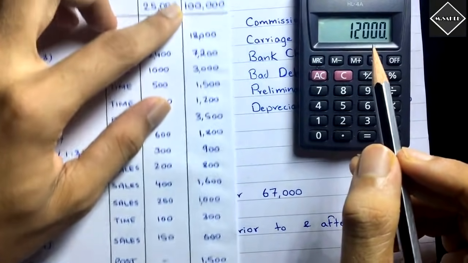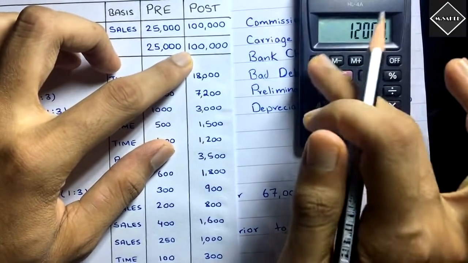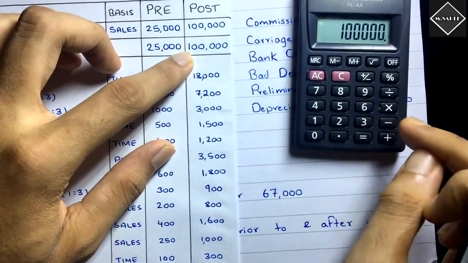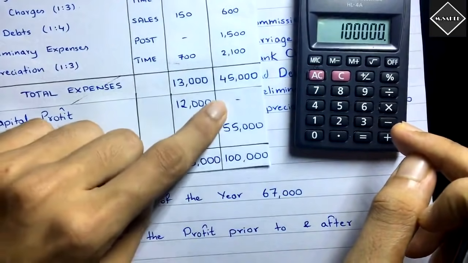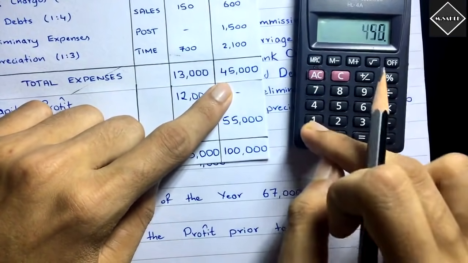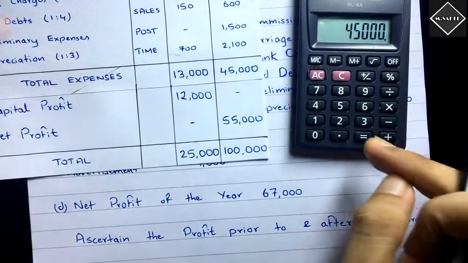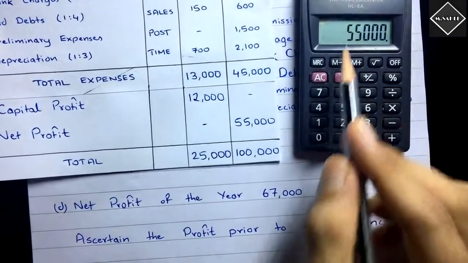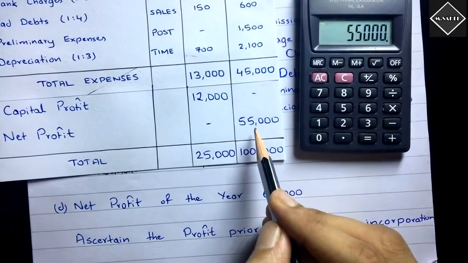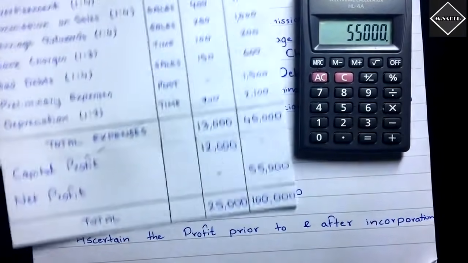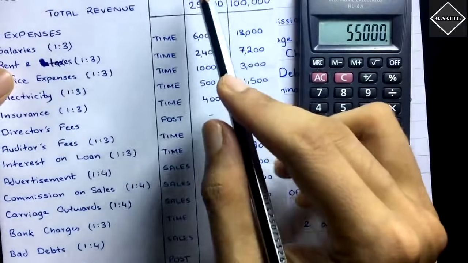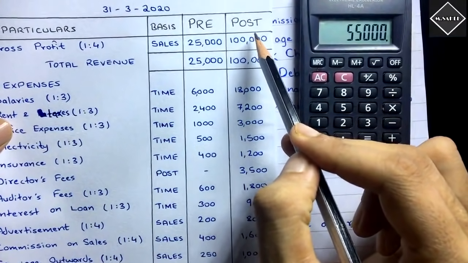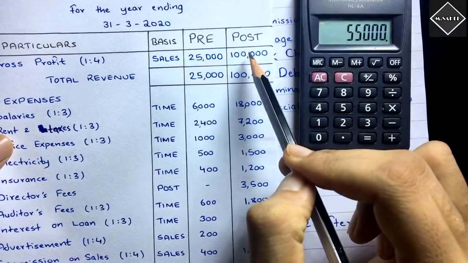In the post column you can see the total income is 1 lakh. Yes, 1 lakh. So 1 lakh minus, this is total income in the post column, and then total expenses 45,000, you get 55,000 as the profit. It's positive, right? So 55,000. Okay, now you have to understand, we have got two profits here: profit prior to incorporation and profit after incorporation. This is before incorporation, this is after incorporation.